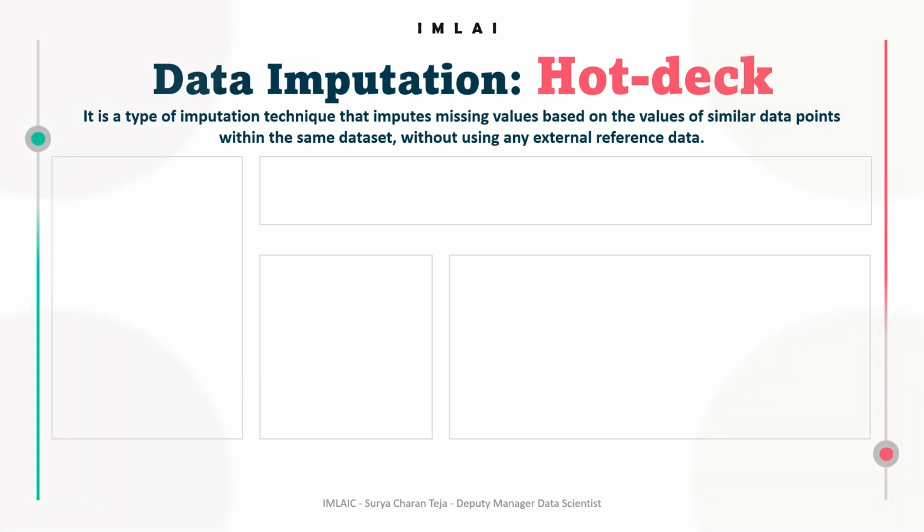It's a type of imputation technique that imputes missing values based on the values of similar data points within the same data set without using any external reference data. The basic idea of hot deck imputation is to find the nearest neighbors of the observation with missing values and then use the values of those neighbors to fill in the missing values. Hot deck imputation is a form of nearest neighbor imputation where the nearest neighbors are determined based on similarity measures such as distance, similarity score, or other relevant criteria.